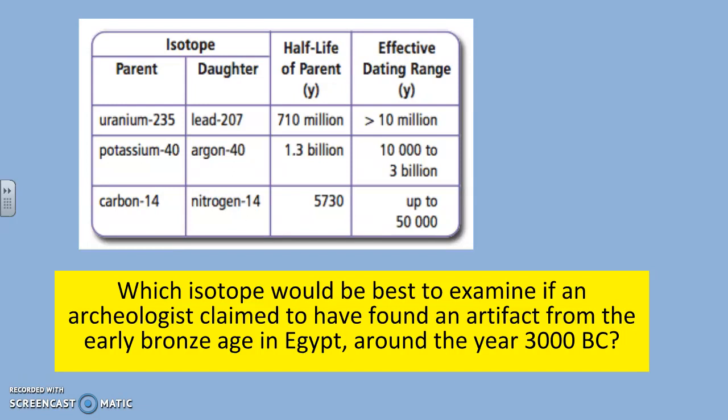All right, and so some questions that you might see on the SOL. This one asks you to determine which isotope would be the best if you're trying to find an artifact from around 3000 BC. All right, and so you have to figure out which date range that would be, and then look at the parent isotope. All right, and so for that one, we would be able to use carbon-14 because that's less than 50,000 years ago.